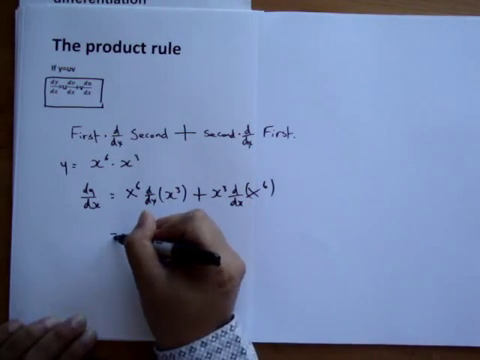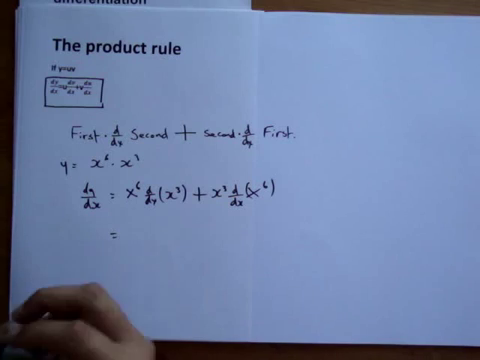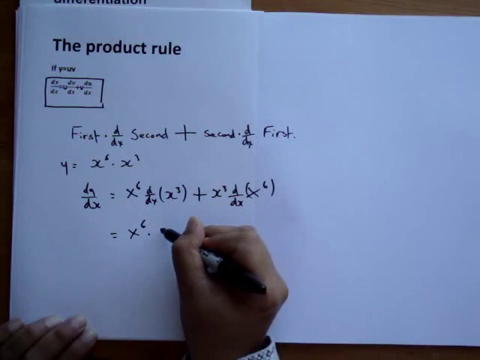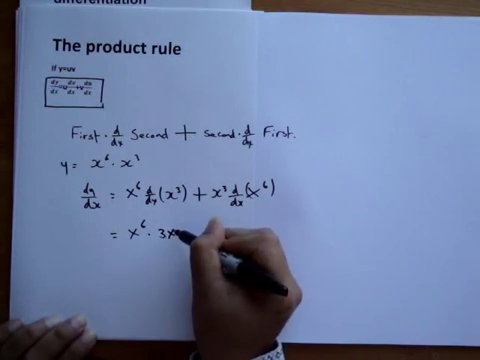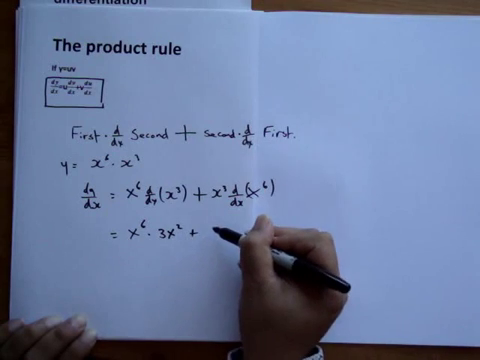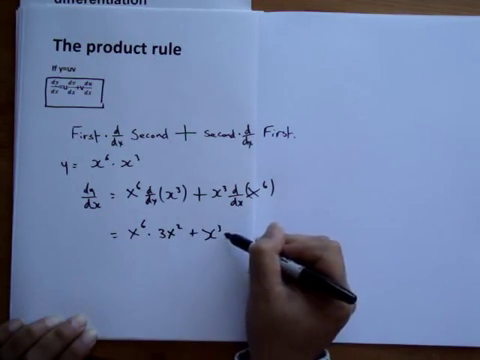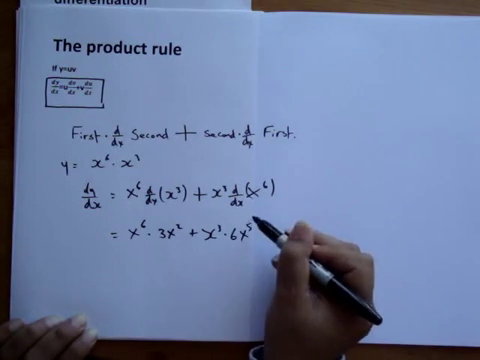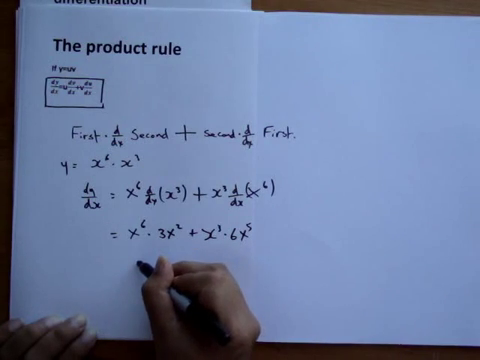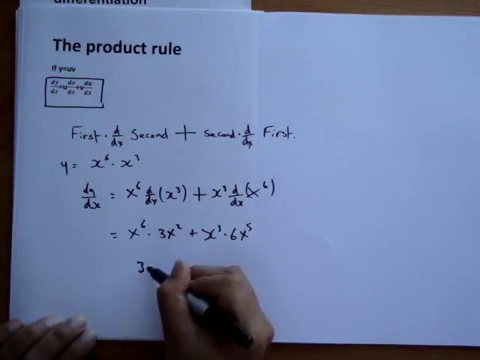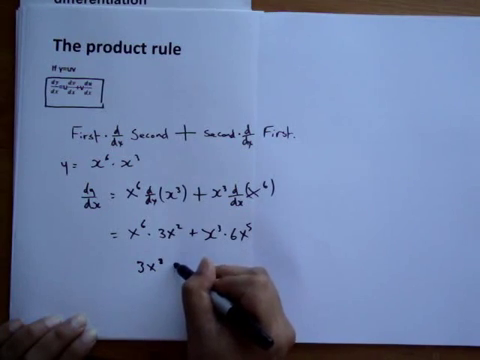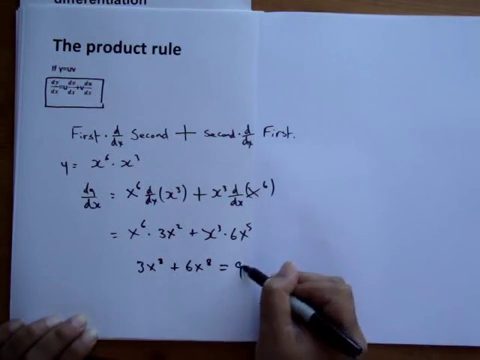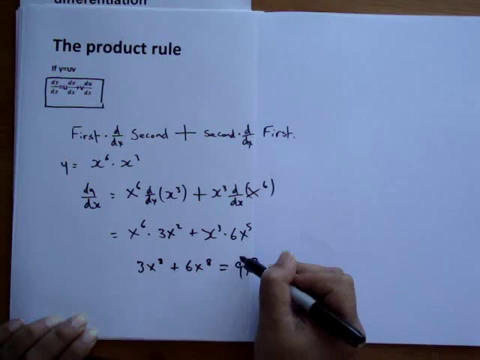And when we work that out, that's x^6 differentiating x^3, we get 3x^2, plus x^3, and when we differentiate x^6, it's 6x^5. That becomes 3x^8 plus 6x^8, and we have 9x^8, and that is your answer.